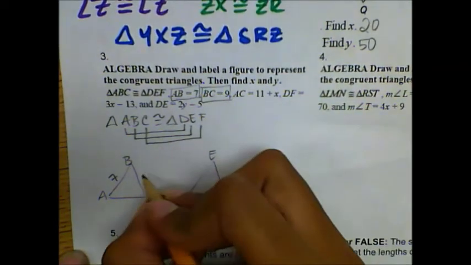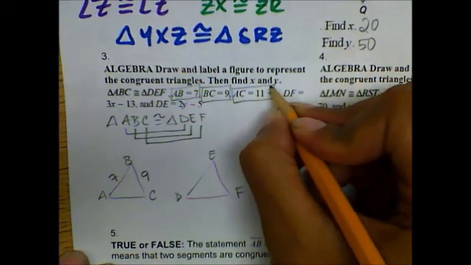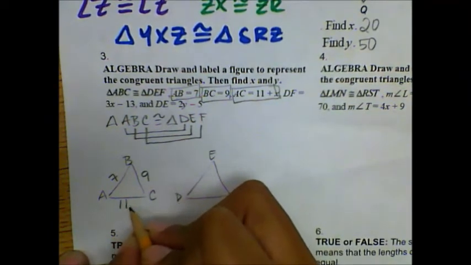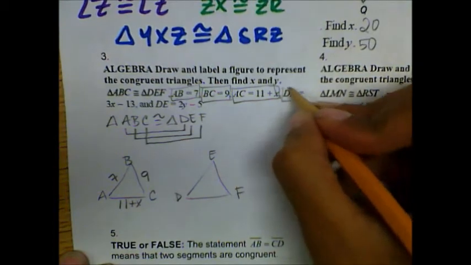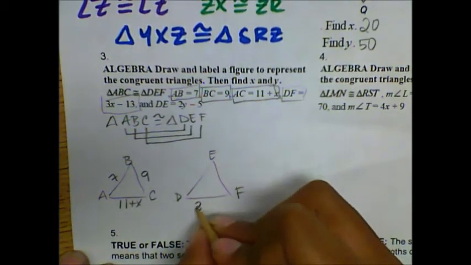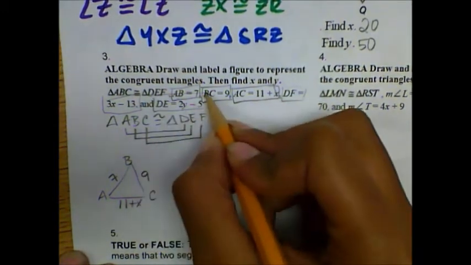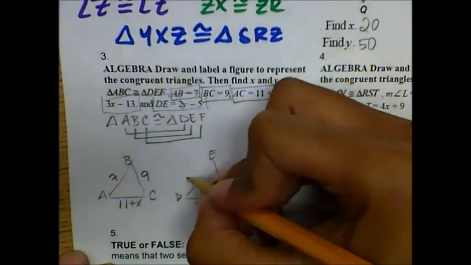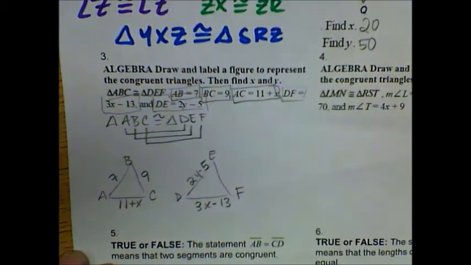BC is 9. AC is 11 plus x. And DF is congruent to 3x minus 13. DE is congruent to 2y minus 5. So we need to find x and we need to find y.